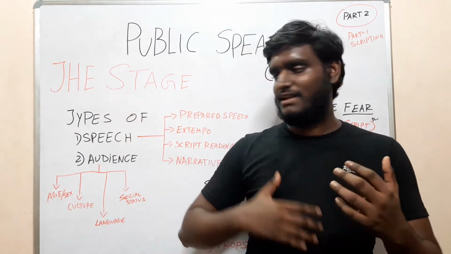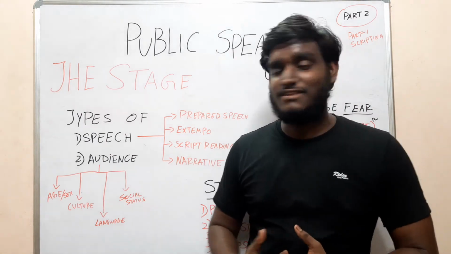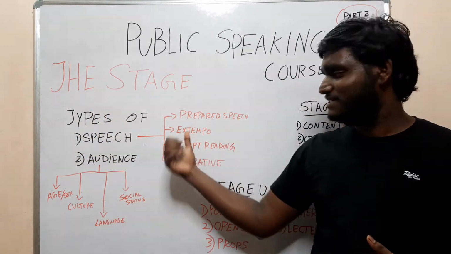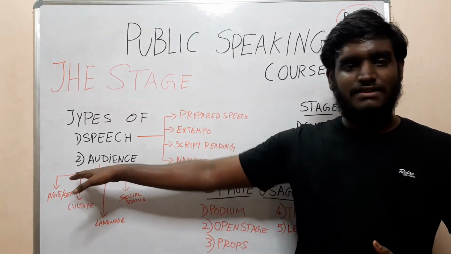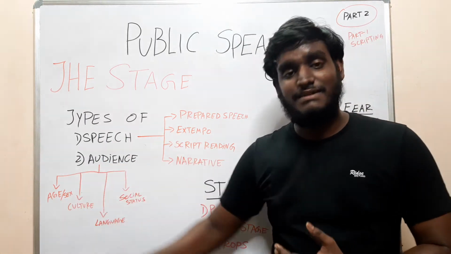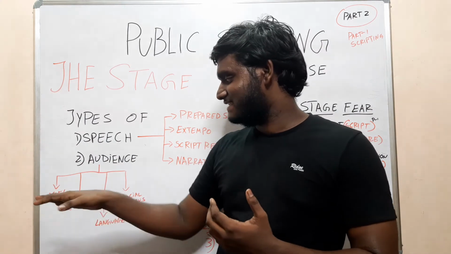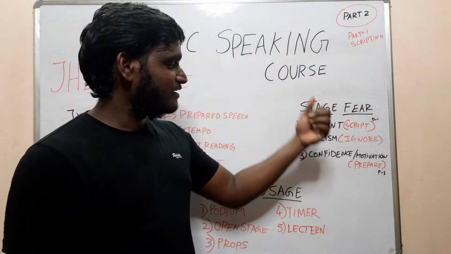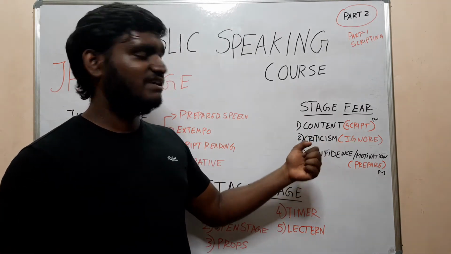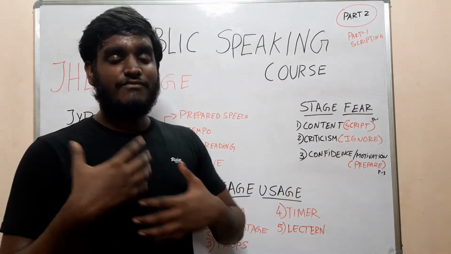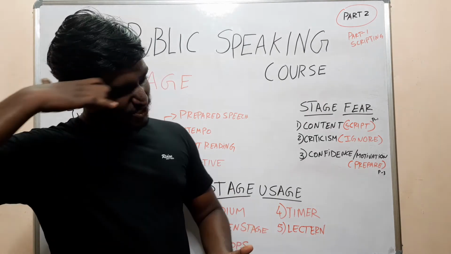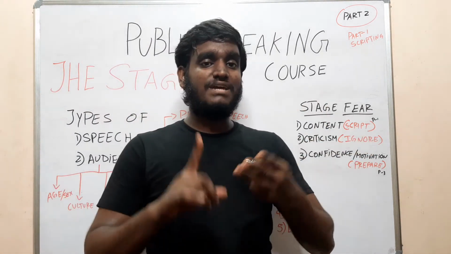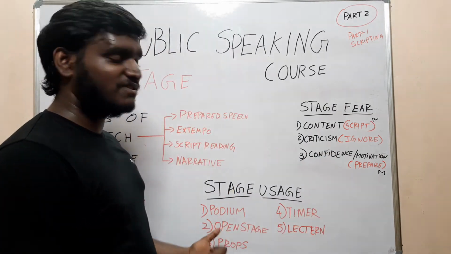Let me conclude by quickly summarizing. The first thing is the types of speech. The types of speech are prepared speech, extempore, script reading, and narrative. The types of audience are classified depending upon the age, sex, culture, language, and social status. Stage fear can be due to three main things. The first thing is content. You don't have the proper content. You're afraid of criticism of people. You're not confident enough. The solution for this is to have a script, prepare the script, ignore people. Simple.